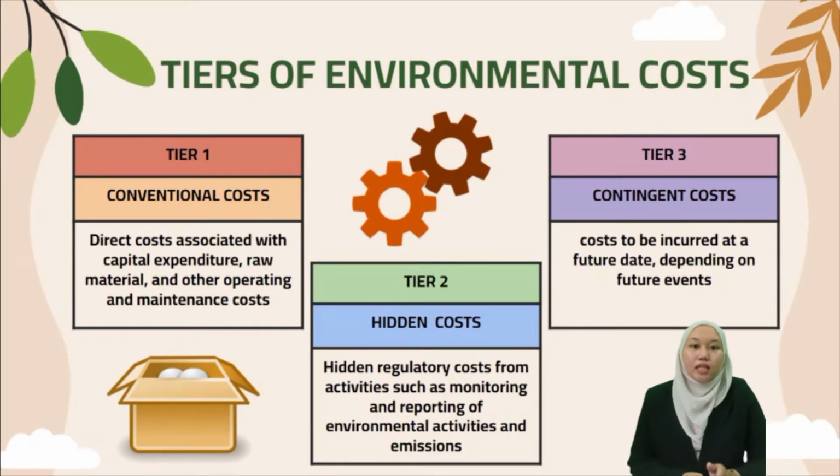For the third tiers is related to the contingent cost. It is cost to be incurred at a future date and depending on future events. The cost may be recognized within an organization's internal report. They are also disclosed in the notes of the financial statements included on the external financial report, but only if there is a high probability that the organization will be obligated to pay this cost in the future and if they are material in their amount.